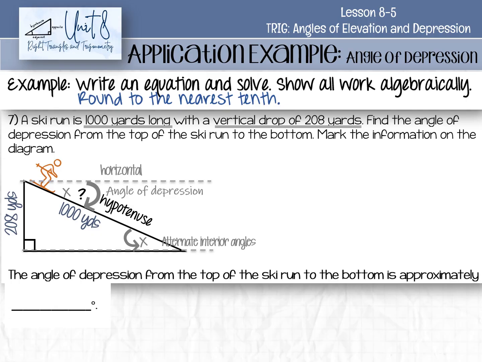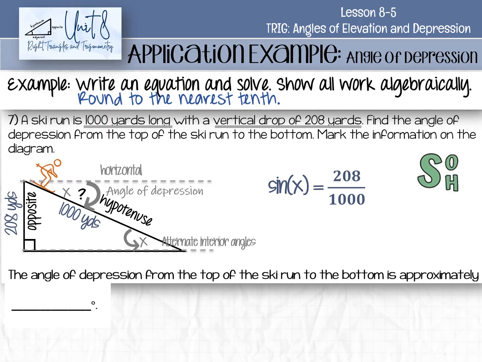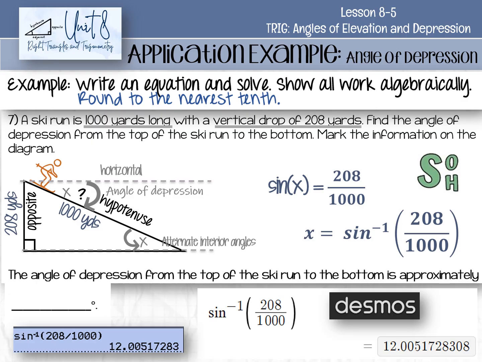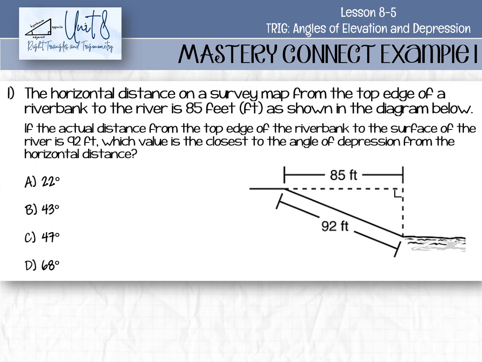It is not tangent this time. We have opposite and hypotenuse, which is going to be sine. So sine of our angle, which is x this time, is 208 over 1,000. To undo sine, we have to do the inverse sine of 208 over 1,000. Put it in your calculator, put it in Desmos, doesn't matter. It's about 12.0 degrees. Degree sign's kind of low, it's okay.